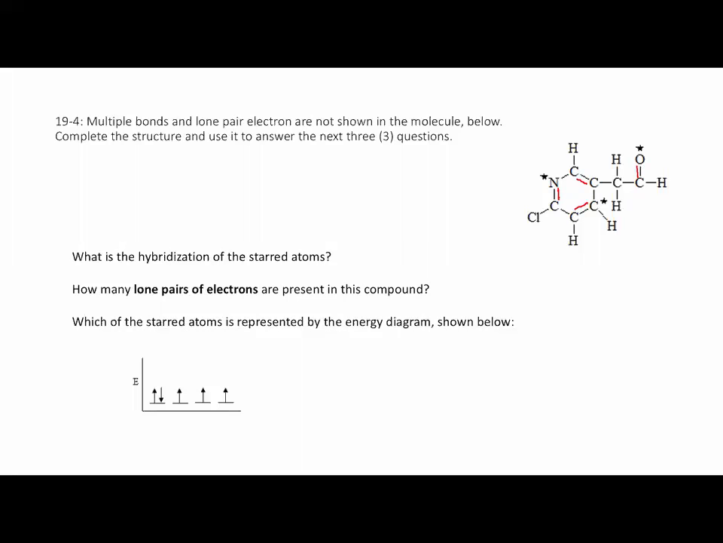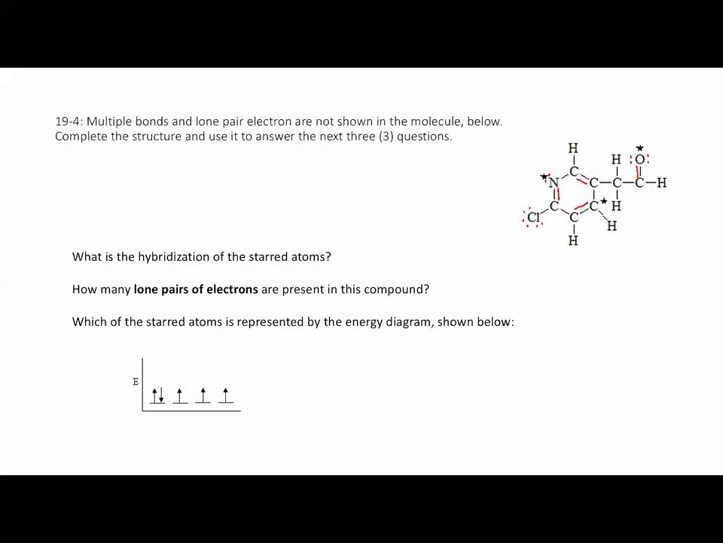Okay. So now that we have taken care of the missing bonds, let's look at the missing lone pairs. So make sure that all atoms are satisfying the octet rule. So for this, for chlorine, you're going to have to add 3 lone pairs. Oxygen, you're going to have to add 2 lone pairs. And nitrogen, you're going to have to add 1 lone pair. So now that we have completed the structure, let's answer the following questions.